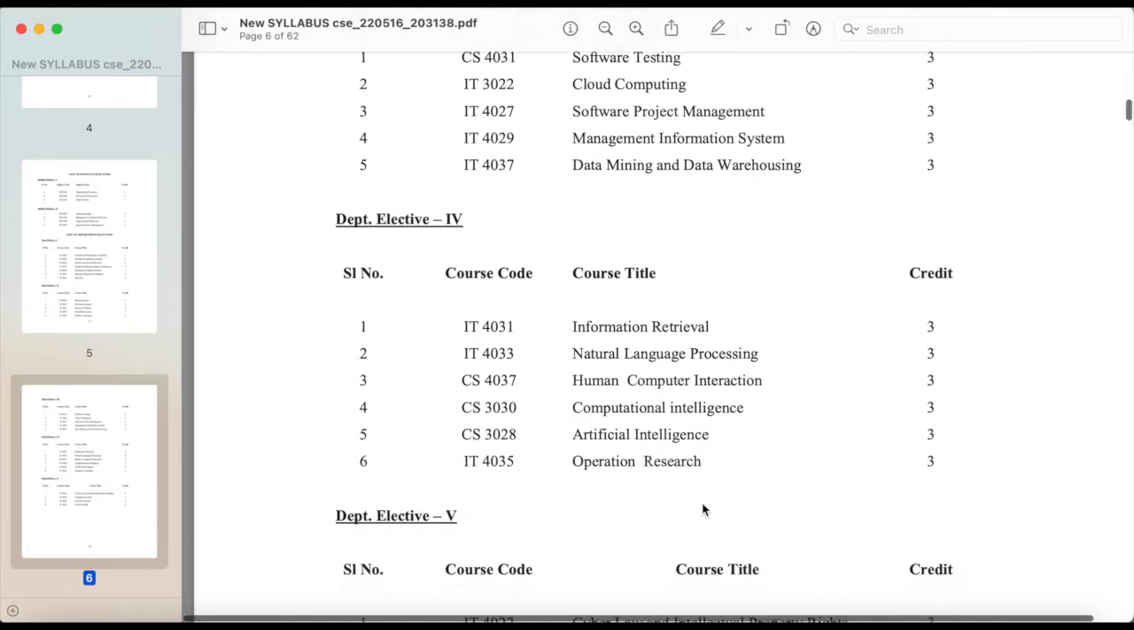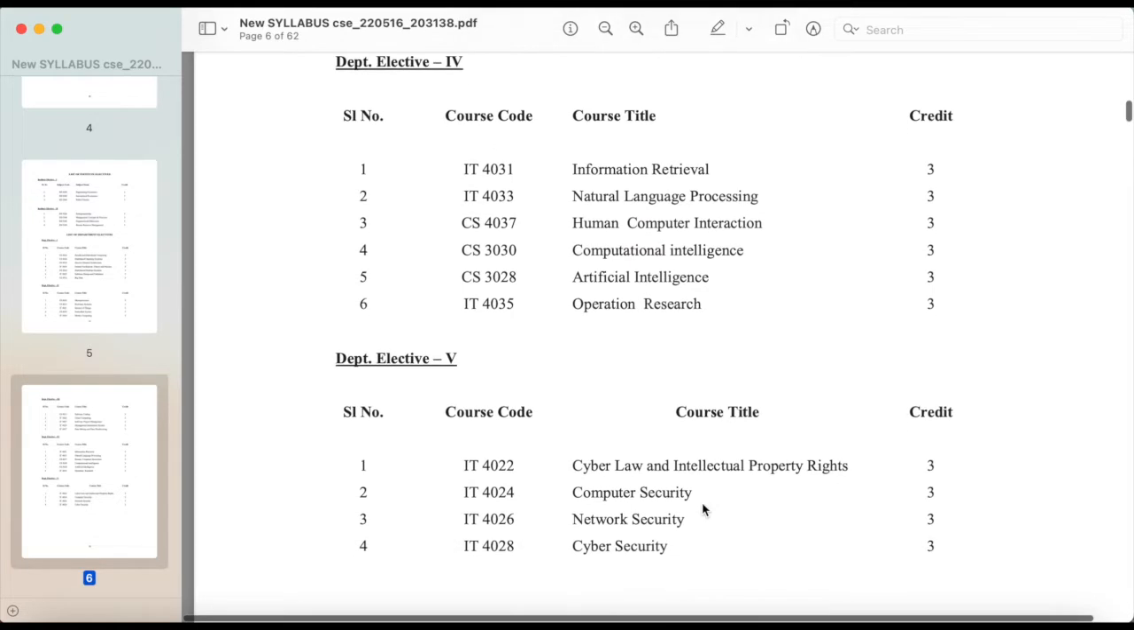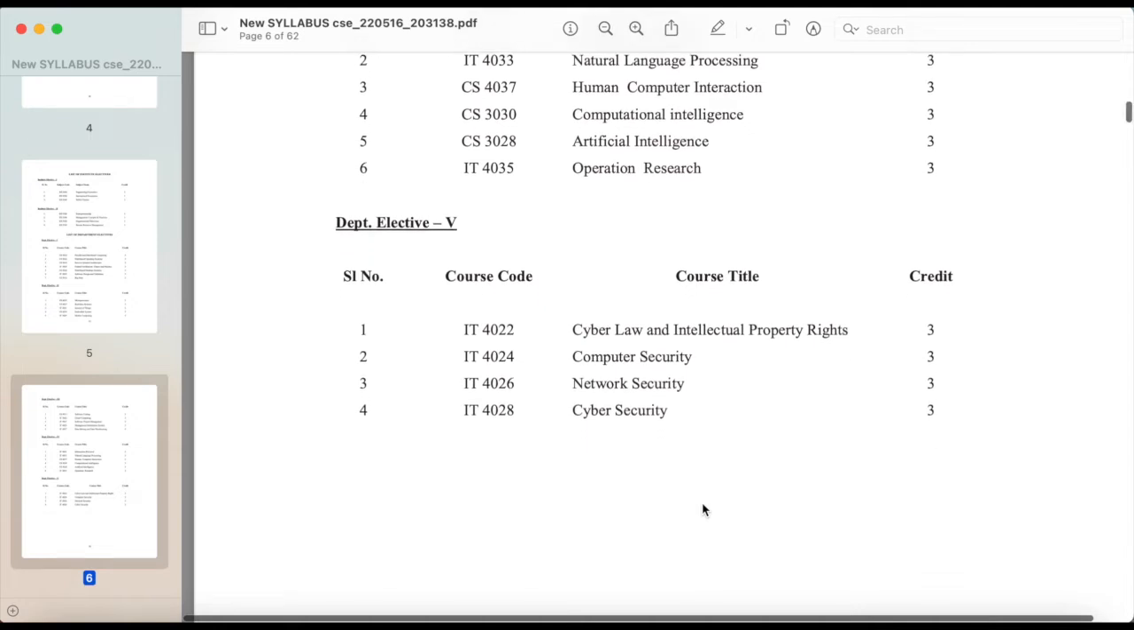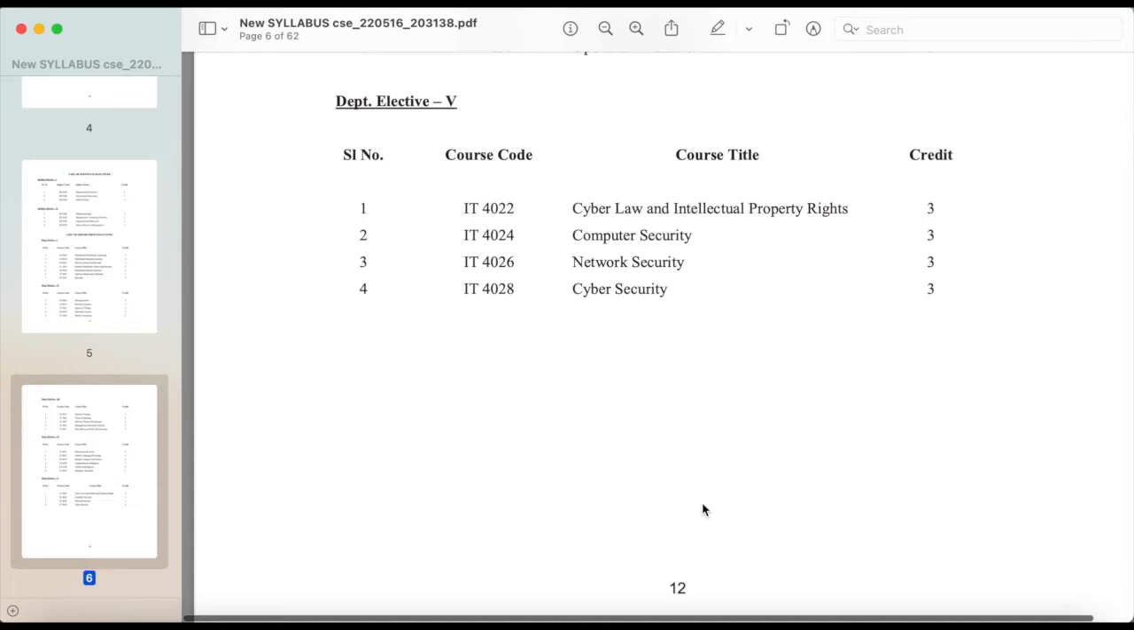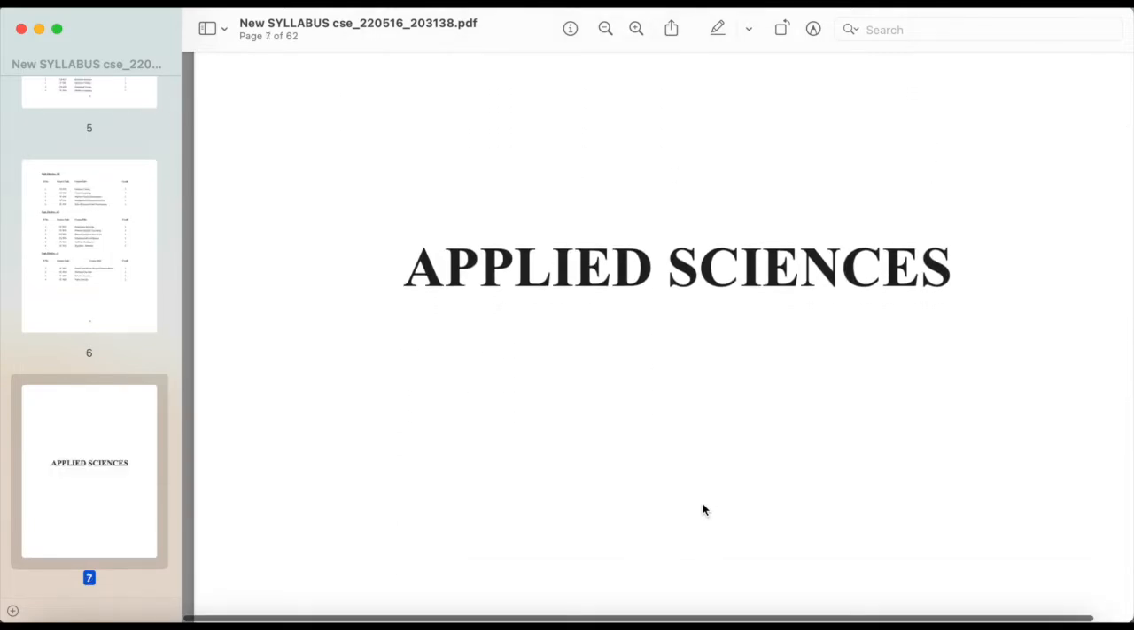Department Elective IV: Information Retrieval, Natural Language Processing, Human-Computer Interaction, Computational Intelligence, Artificial Intelligence, Operation Research. Department Elective V: Cyber Law and Intellectual Property Rights, Computer Security, Network Security, Cyber Security. Next topic comes Applied Sciences Physics.